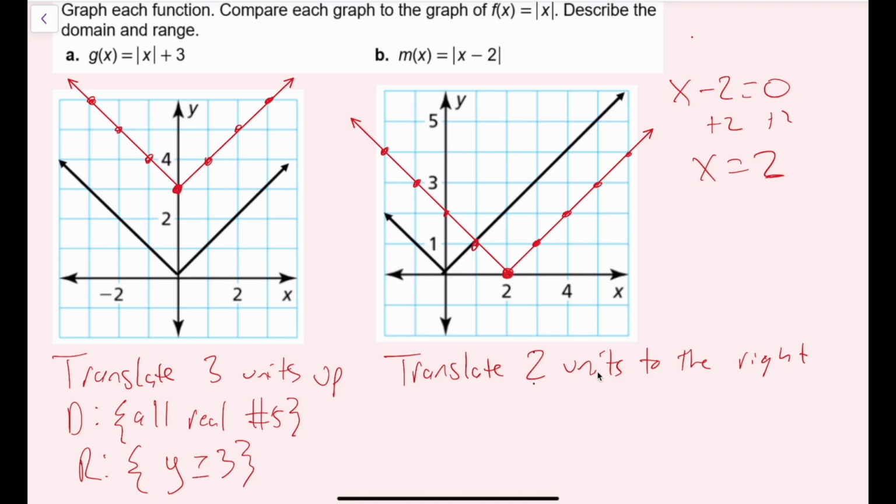So now let's look at our domain and range. Once again, there's no number I cannot plug in. There's no real number that I cannot plug in for x. So my domain is all real numbers. And my range, well, let's look at my lowest y value. Okay, I don't have any negative y values, but 0 is a y value, and then I have all the positives. Remember, these arrows mean it goes on forever. So that means that my range is going to be y is greater than or equal to 0. And now we're done with this one.